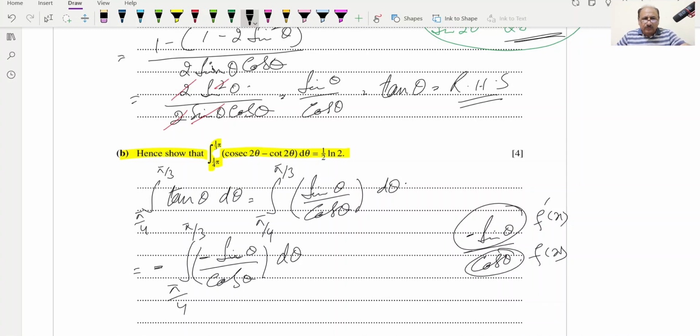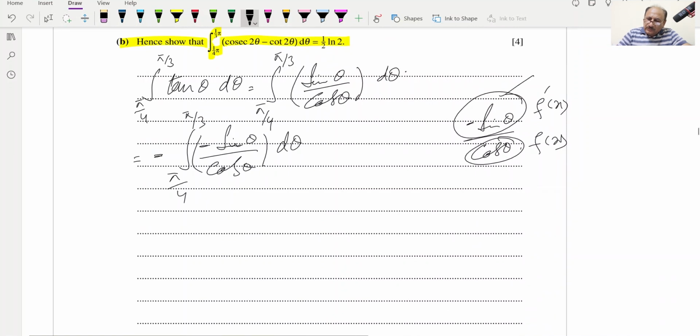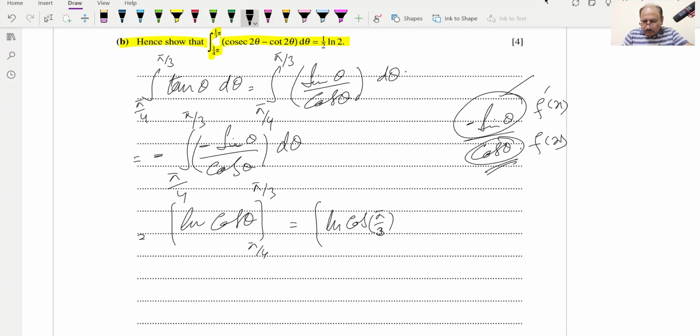theta. This we can write as log, because derivative is there in the numerator and function is the denominator, so it can be written in the form of log of cos theta, with integral limit from pi by 4 to pi by 3. Now we'll replace the limits, upper limit first, so it will be log of cos of pi by 3 minus log of cos of pi by 4, and we can replace the values. Cos pi by 3 is 1 by 2, so log of 1 by 2 minus log of cos of pi by 4, which will be 1 over under root 2. You can check with the calculator also.